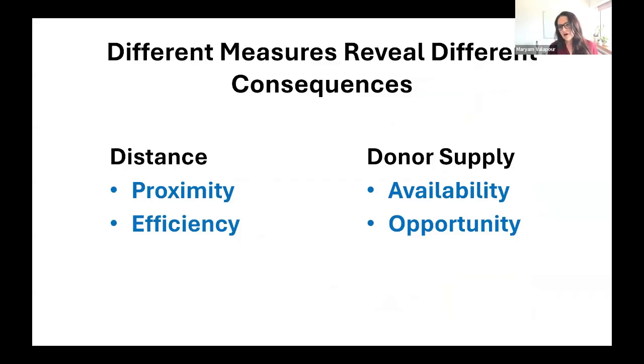At the beginning of this talk, I suggested that geography has at least two dimensions. Distance tells us about proximity, donor supply tells us about availability. We've explored both, and I think what's become clear is that they're not interchangeable. They capture different aspects of geography, and they reveal different consequences. Distance helps us understand efficiency. Donor supply helps us understand access. And I think if we focus only on one, we risk missing the other.